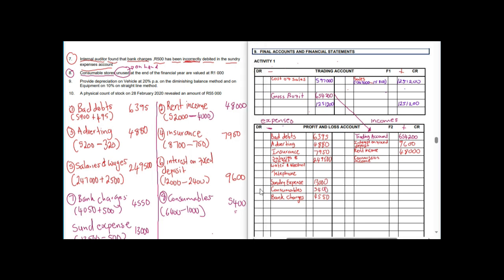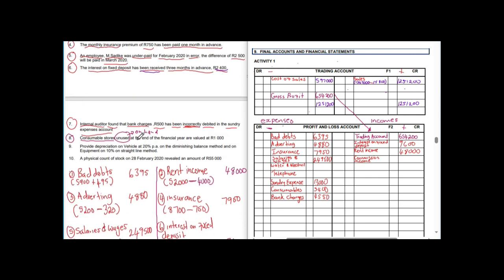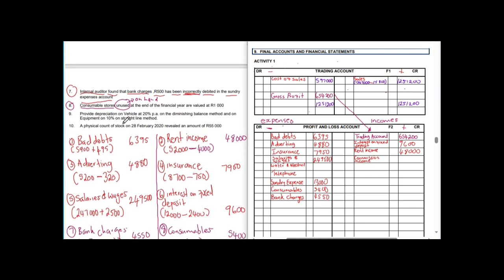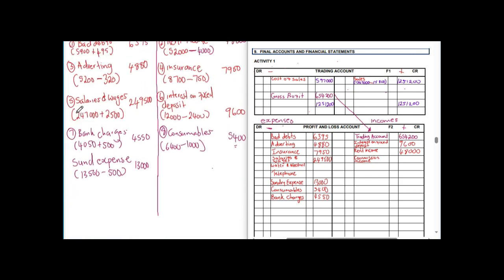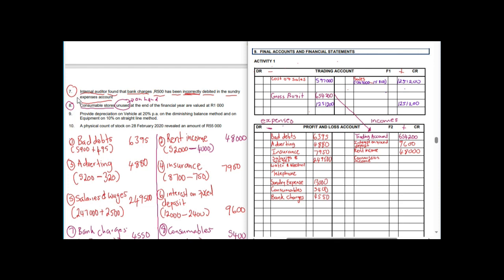5,400. So guys, in these things, they just need you to understand and be willing to go back. And then guys, we have again transaction number 9. It says provide depreciation on vehicle at 20% per annum on the diminishing balance method, as well as the equipment at 10% on straight line method.